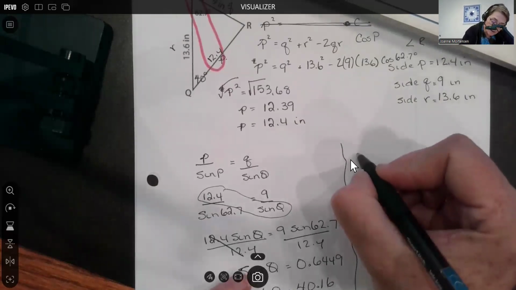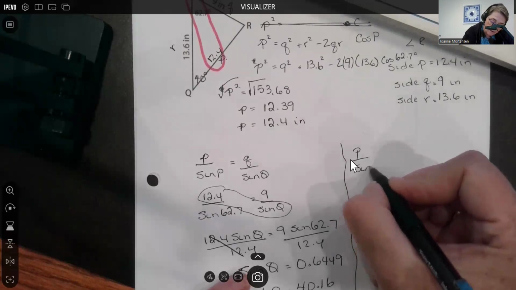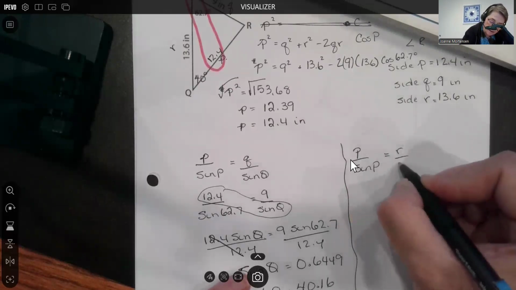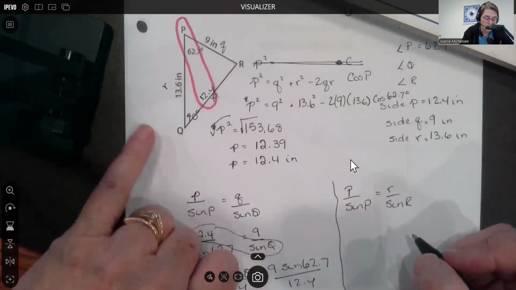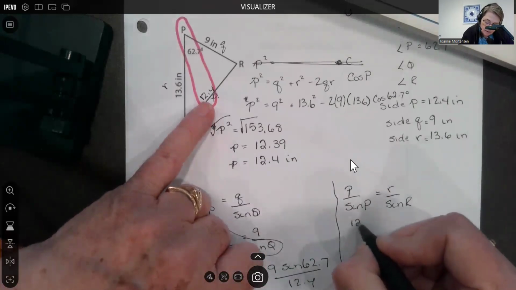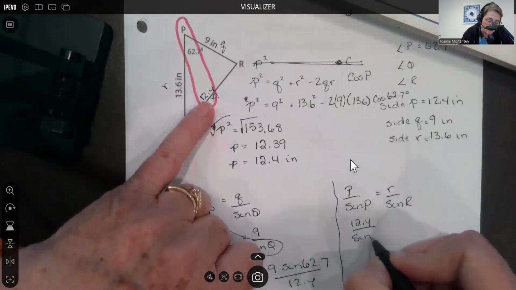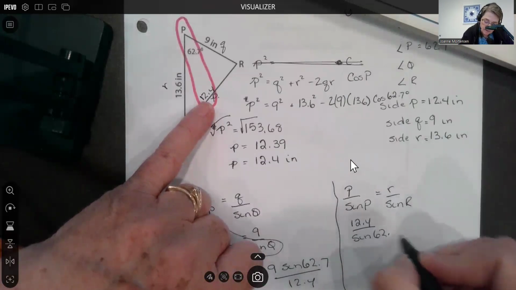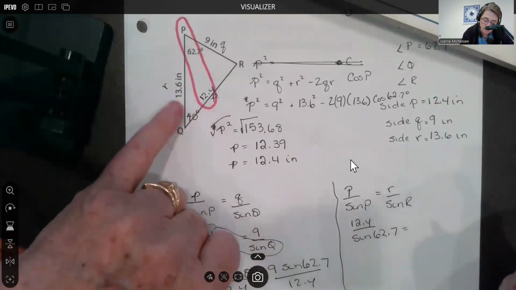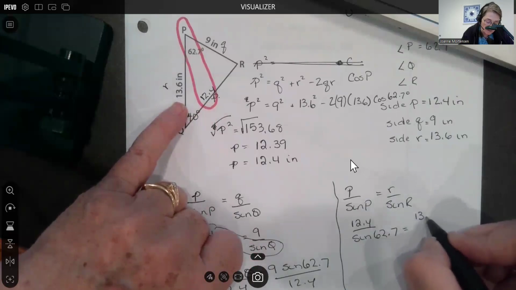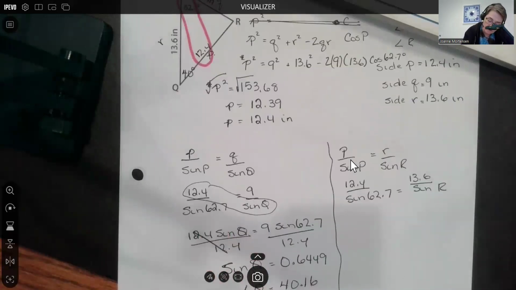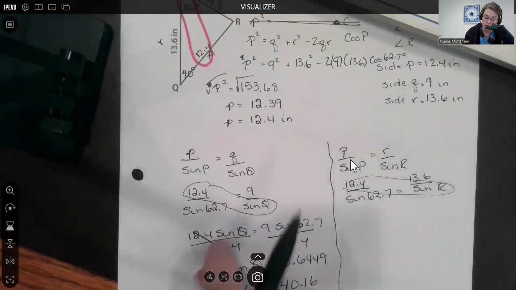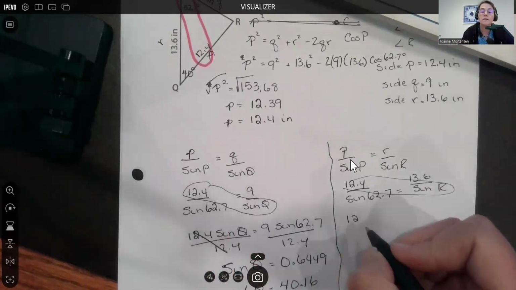All right, so P over sine P is equal to R over sine R. So little p we said is 12.4 over the sine of 62.7 is equal to R, which is 13.6 over sine, I don't know. That's what we're trying to figure out. All right, cross multiply. And yes, it's almost exactly the same as over here.